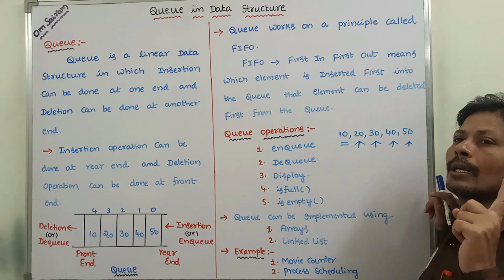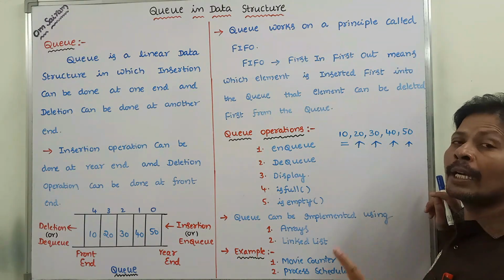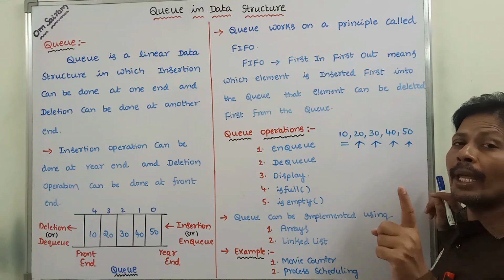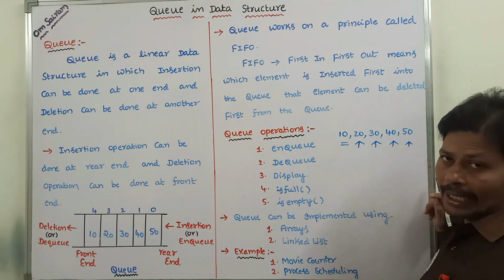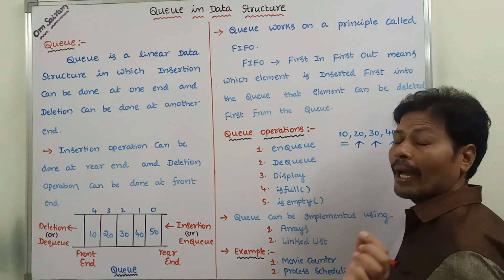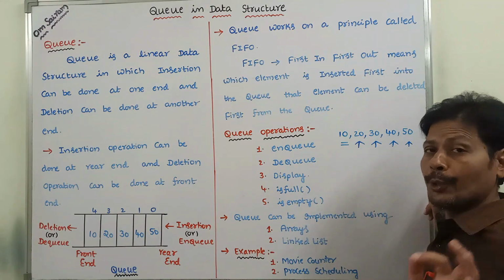First one is queue can be implemented using arrays. Second one is queue can be implemented using linked list. Next, what are the real life examples of queue?